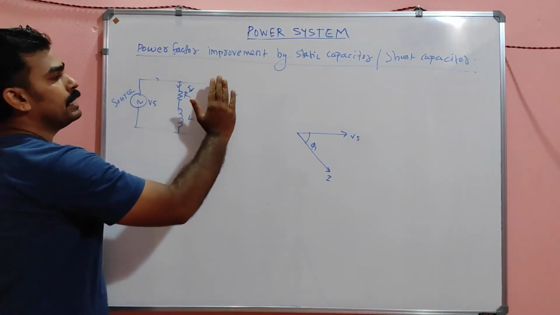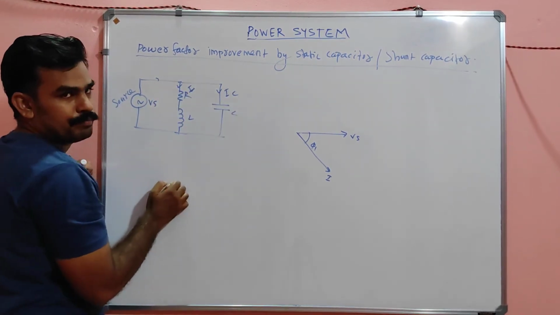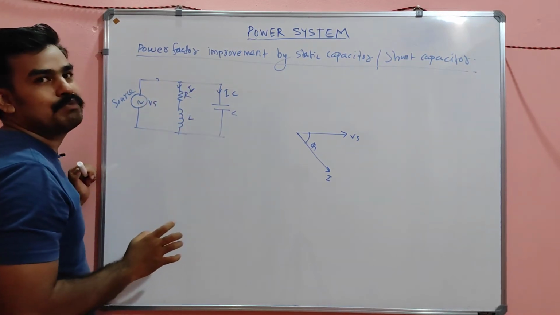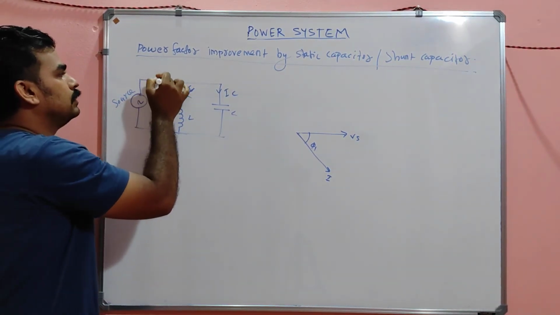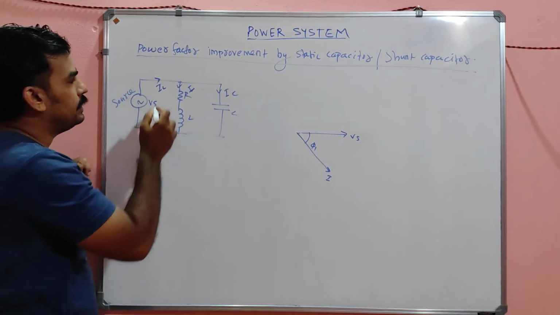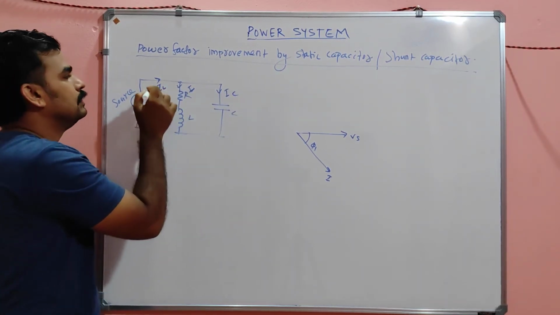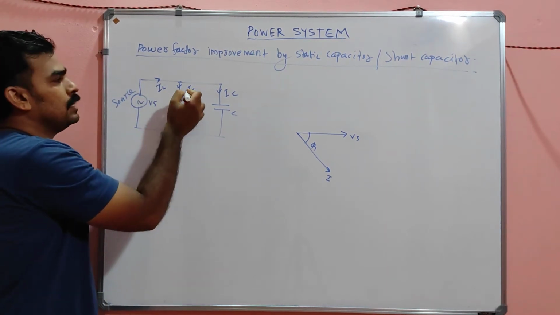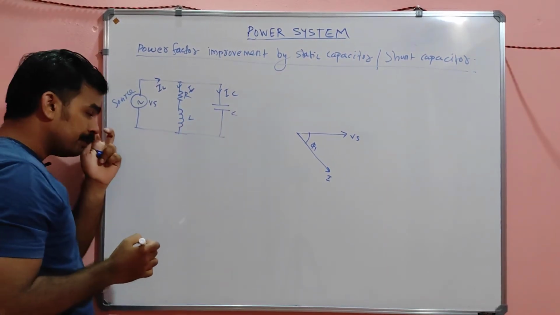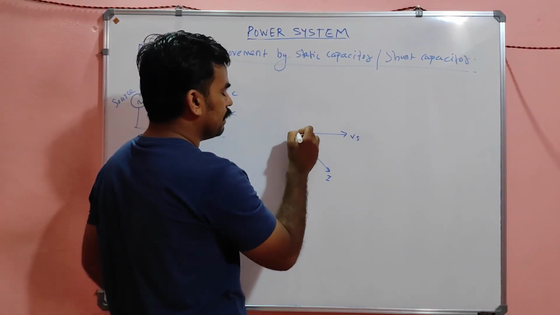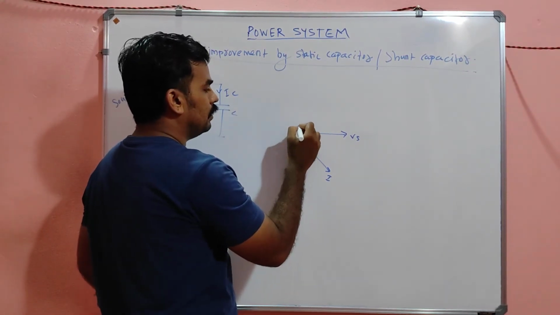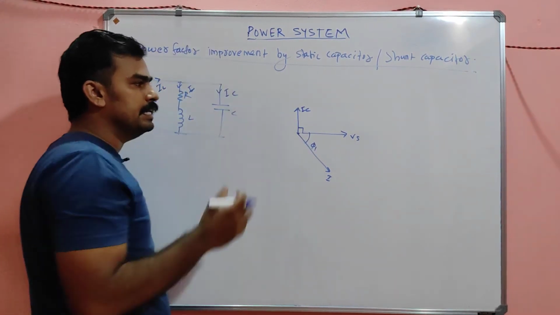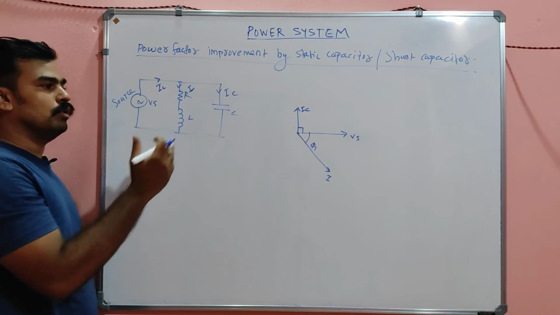If I add a capacitor in parallel with the system, what happens? There will be current absorbed by the capacitor, IC, so that the current will become IL. That IL is nothing but I plus IC. The current drawn by the total system from the source will be IL, which is I plus IC. If I add a capacitor in parallel with the load, there will be capacitor current IC, which is exactly leading the voltage by an angle of 90 degrees.